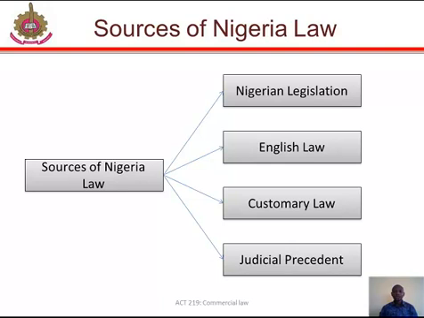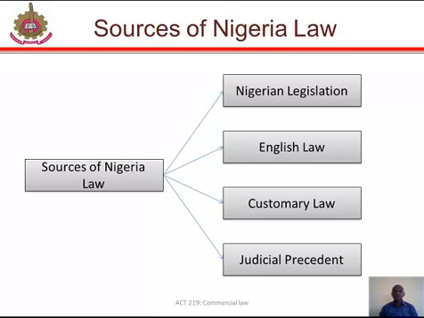Another source of Nigerian law is customary law. It consists of customs accepted by members of a community as binding among them. Nigerian customary law can be divided into two, which are ethnic or non-Muslim customary law and Muslim law, which is generally referred to as Sharia law.